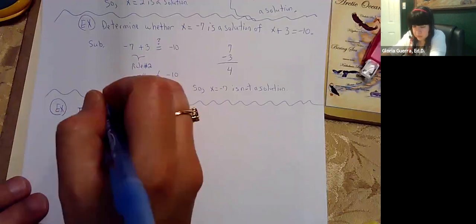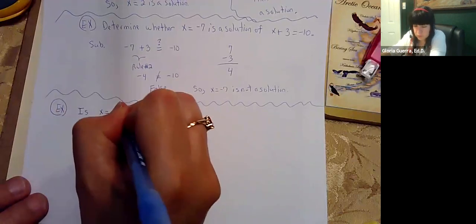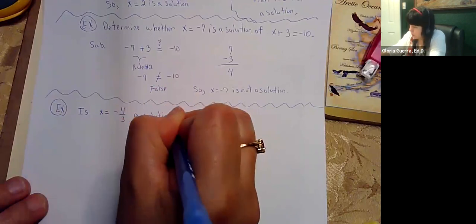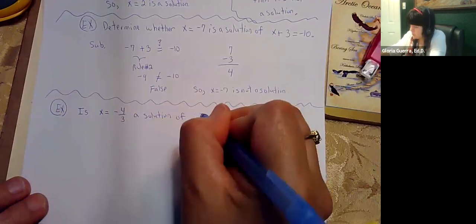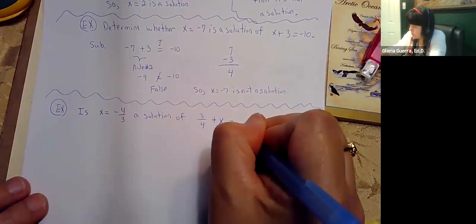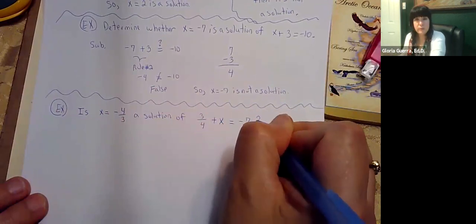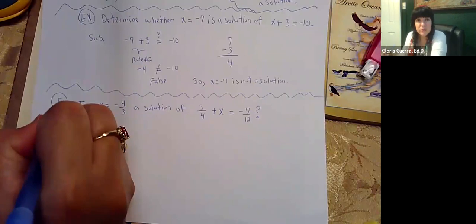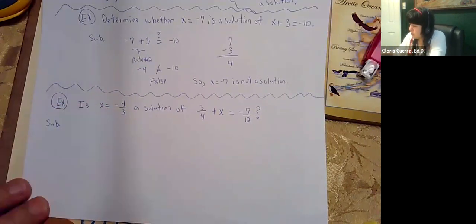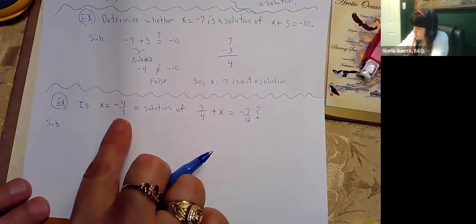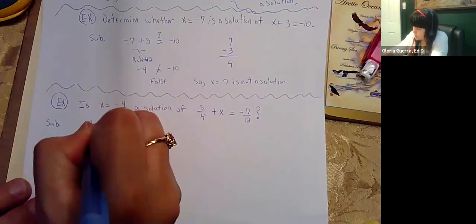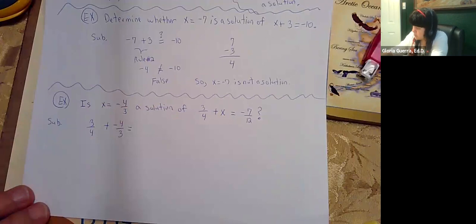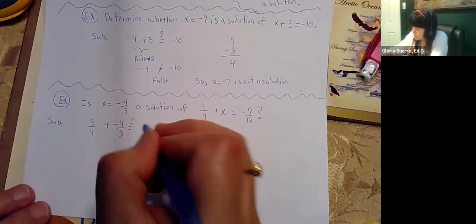Is x equals negative 4/3 a solution of 3/4 plus x equals negative 7/12? Okay, so again, you want to substitute. Everywhere you have an x, you're going to plug in negative 4/3. So you have 3/4 plus negative 4/3. And then the question mark is, does that equal negative 7/12?